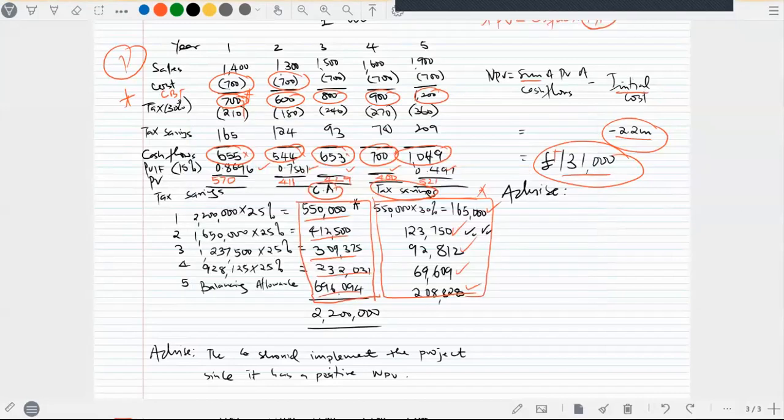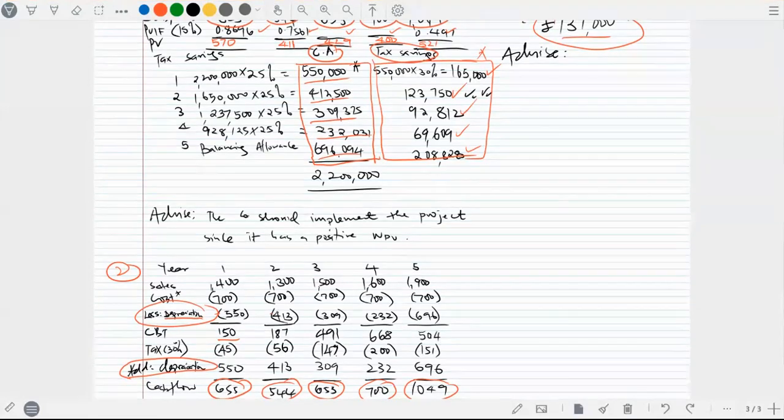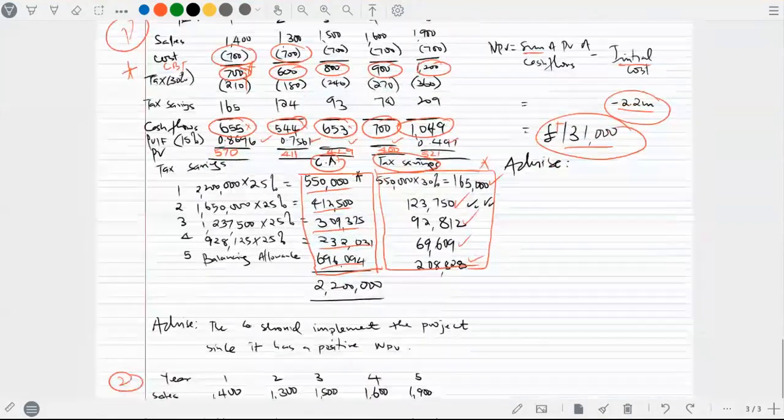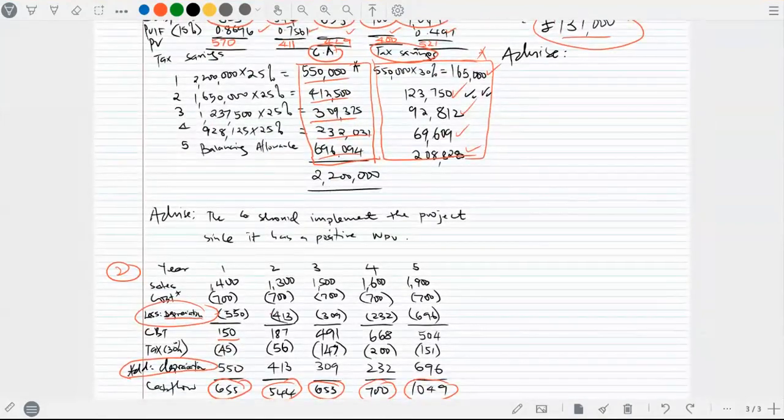Okay, the last time we went through a question that was asking us to get the NPV. This was the last thing we discussed on Monday. Okay, fair enough. Thank you.